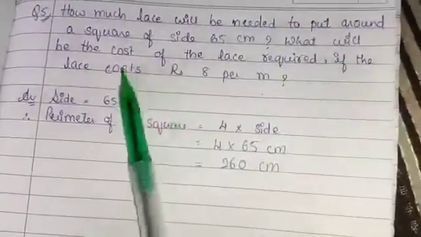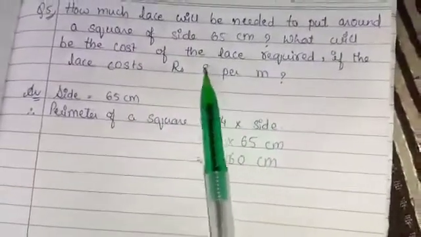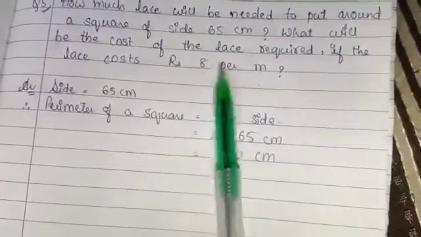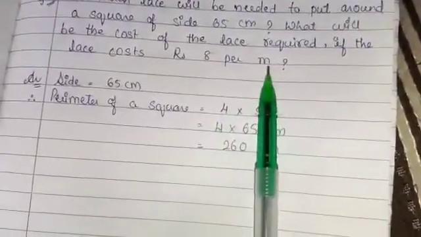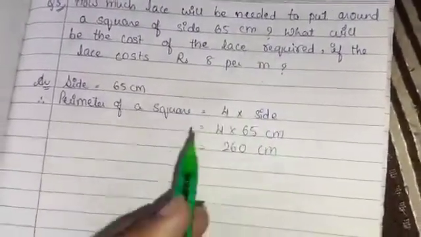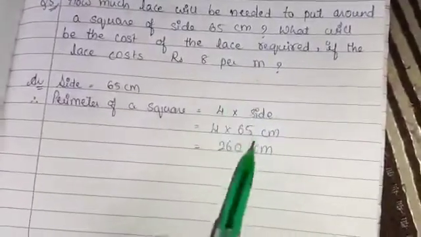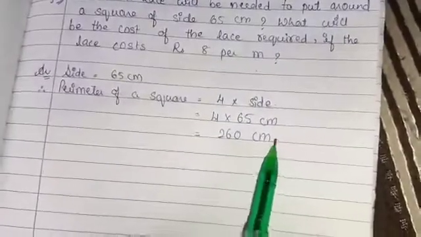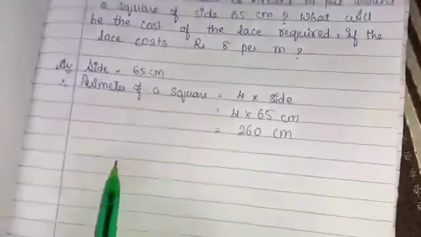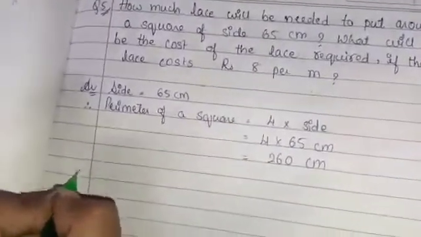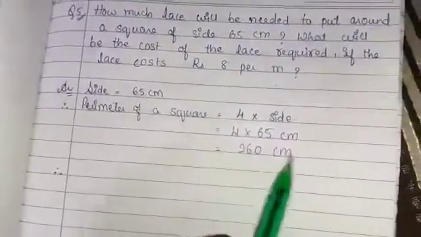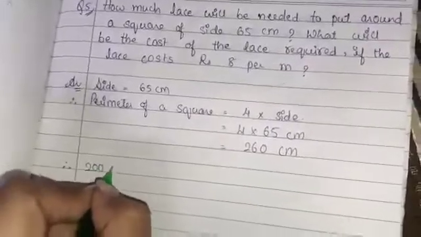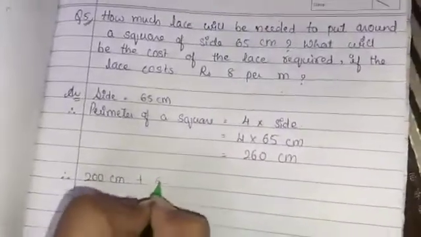What will be the cost of the lace? Now definitely you are going to buy the lace from outside. So the charge is 8 rupees per meter. So what will be the charge? We again have a difference of units. Here meter is given, here centimeter is there. So we need to convert this centimeter into meter first of all. As we know that 1 meter equals 100 centimeter, we will convert it like 200 centimeter and then 60 centimeter.